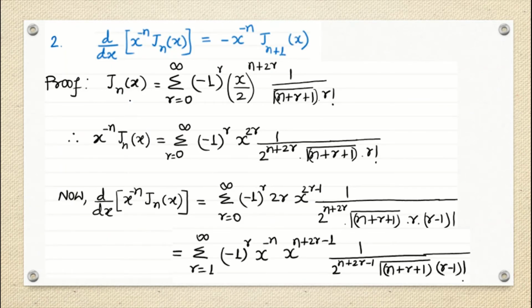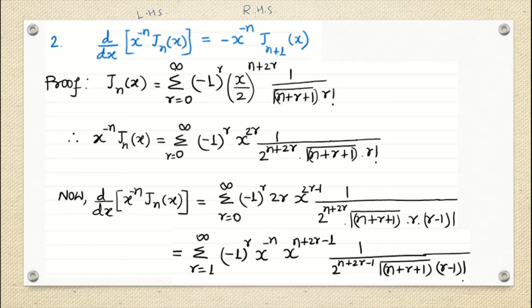In the second derivation, we have to show that d by dx of x raised to minus n Jn x is nothing but minus x raised to minus n Jn plus 1 x, right? So this is my left hand side, and this is my right hand side, and by now we have a clear idea of what we should do.